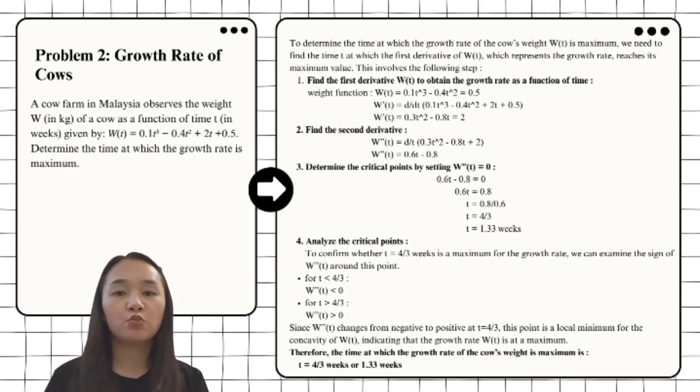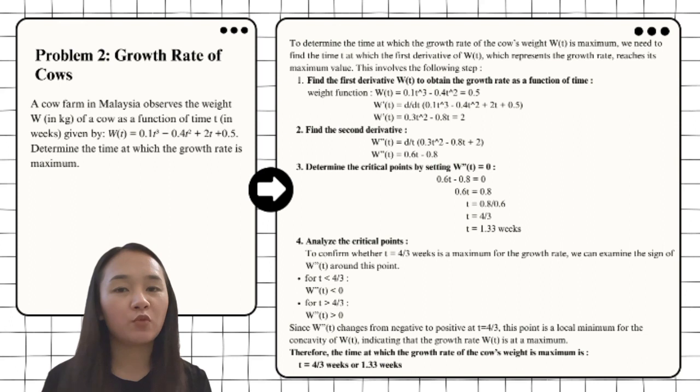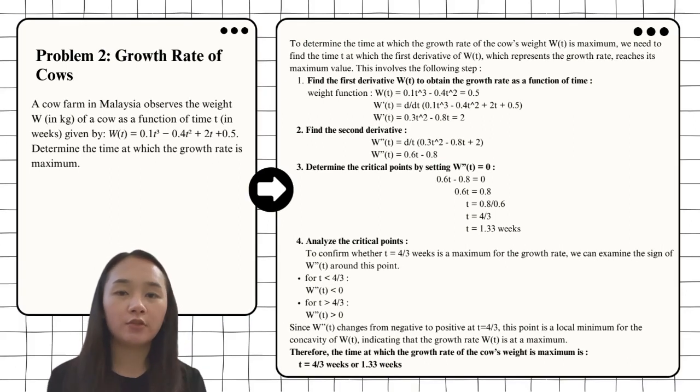Therefore, the time at which the growth rate of the cow weight is maximum is 4/3 weeks, which means 1.33 weeks. Thank you.